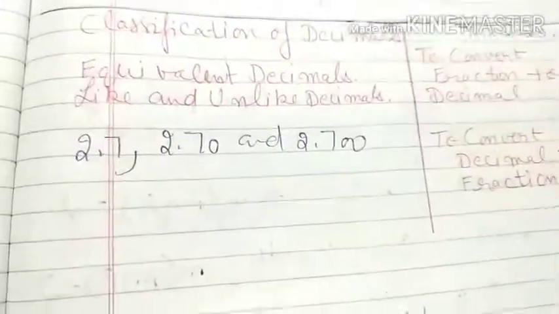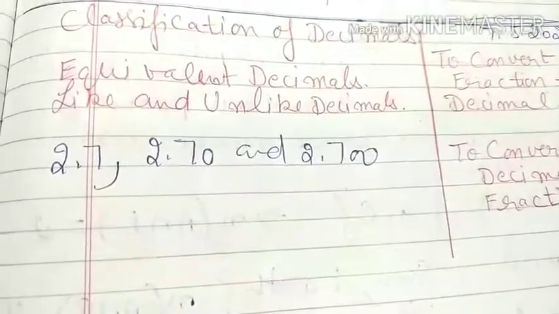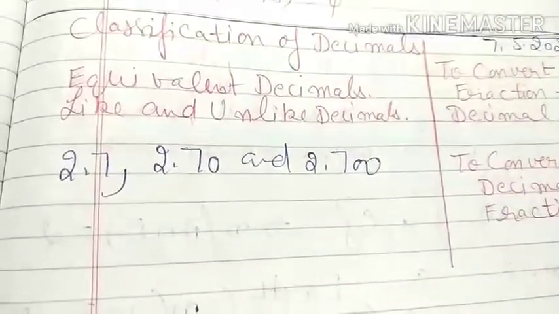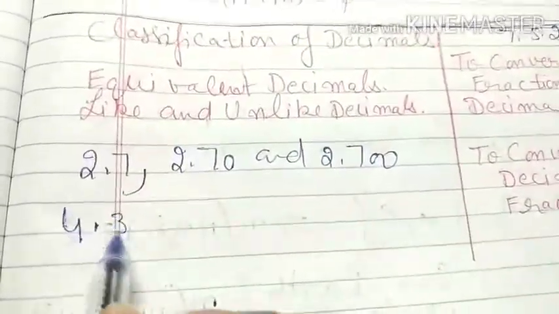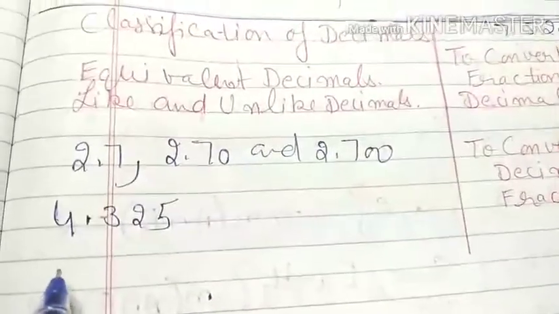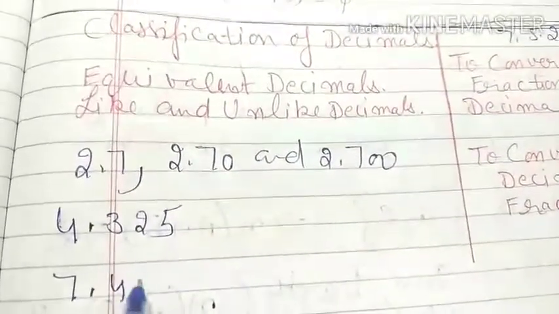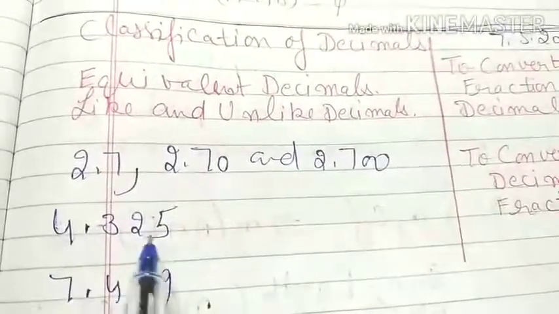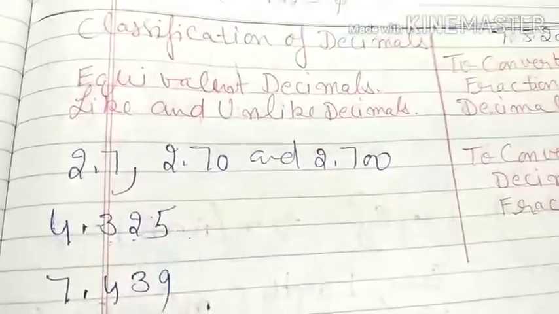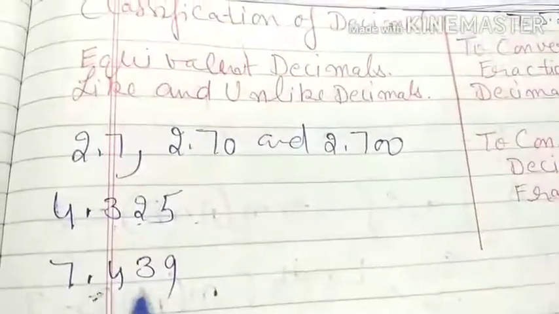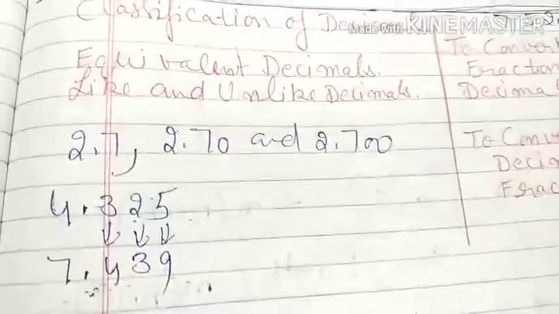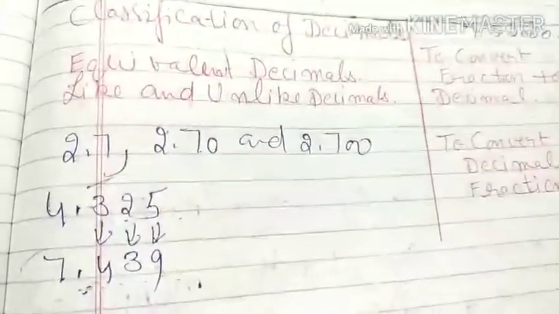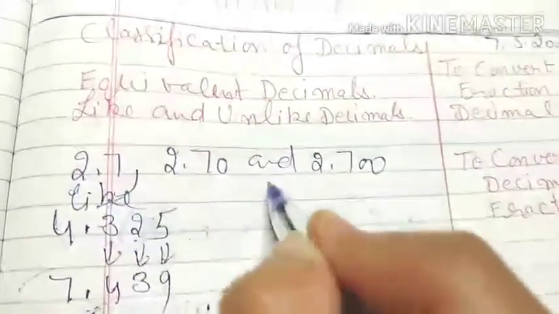Now next is like and unlike decimals. So what are like decimals and what are unlike decimals? Like decimals have the same number of digits after the decimal point. Like I have a number 4.325 and I have another number 7.439. Here in these two numbers, after the decimal point there are three numerical digits. So these types of decimals we call like decimals.